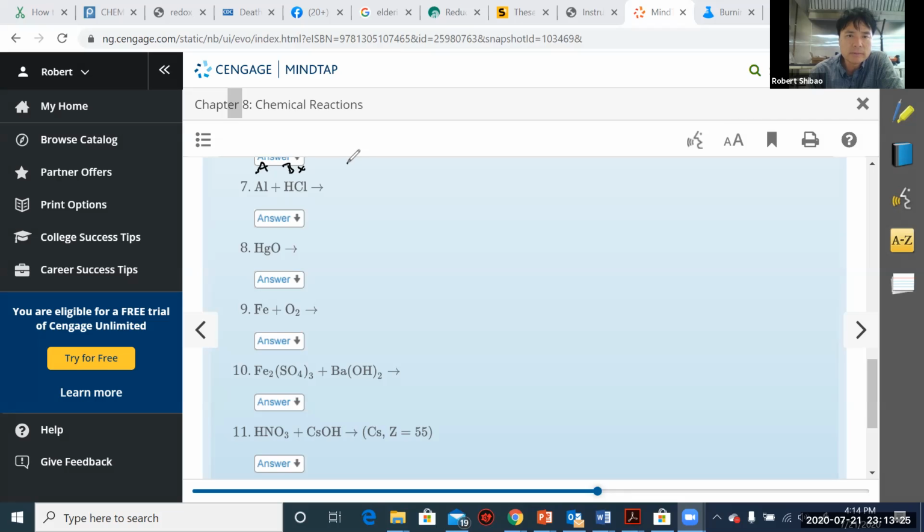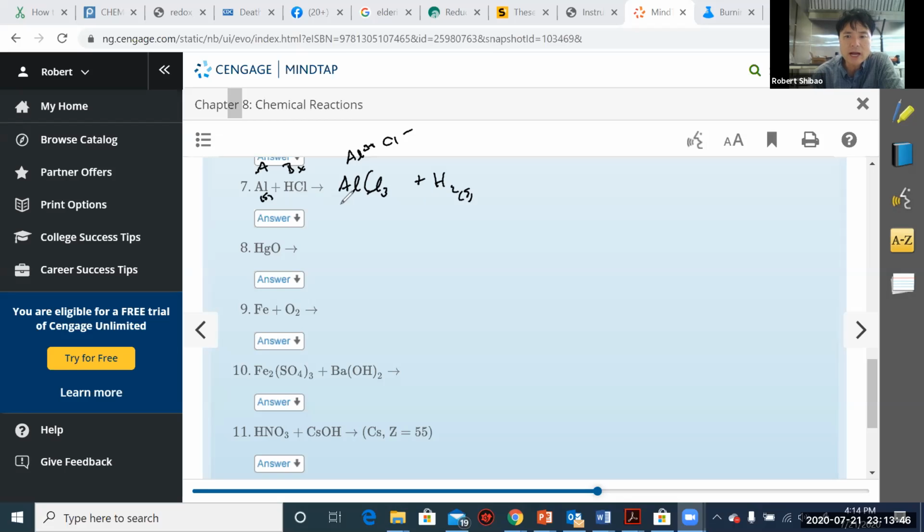So aluminum goes to aluminum 3 plus, chloride stays the same. So this will be AlCl3, aluminum chloride, and then hydrogen gas, H2 gas. And then compare aluminum solid versus hydrogen gas.